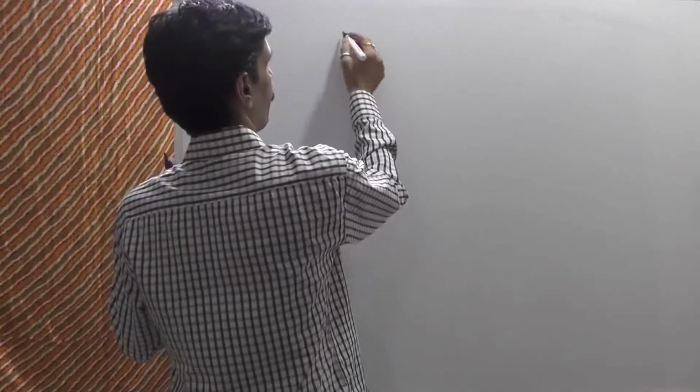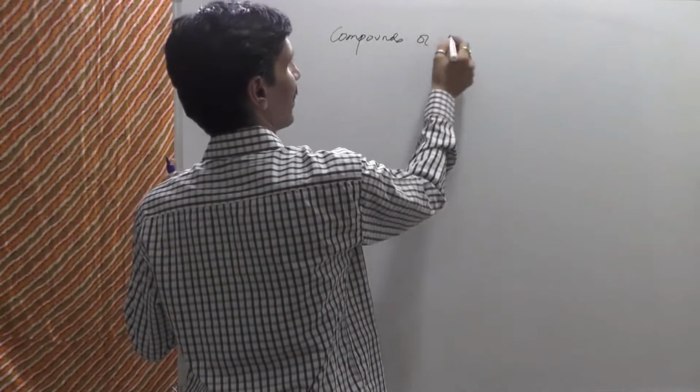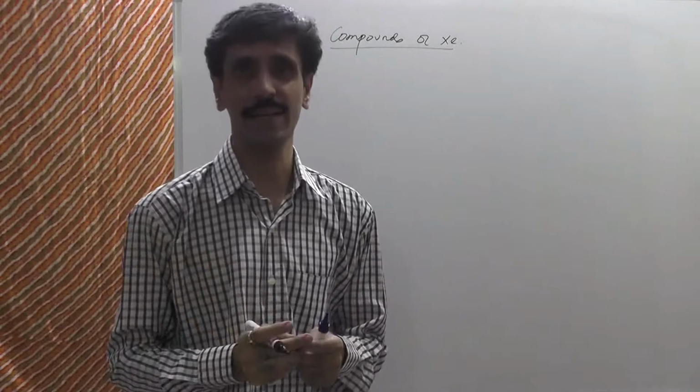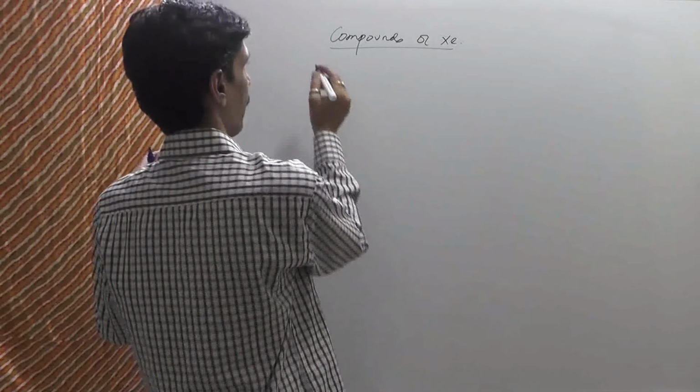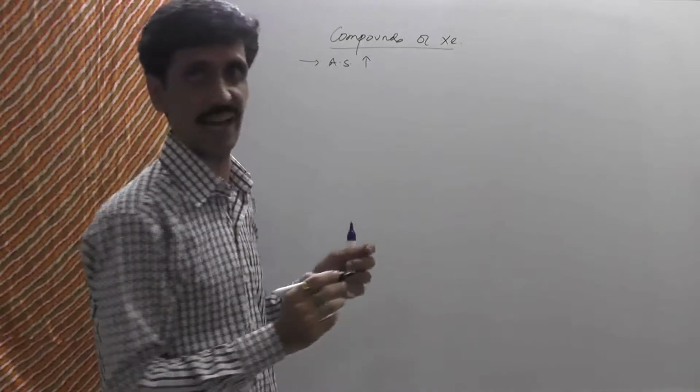So now we start with the new part, and that is about compounds of xenon. We talk about compounds of xenon. Now my dear friends, xenon you feel inert gas hai, toh kaise compound banayega? Kuch reason batana chahunga yahan pe. Number one is, its atomic size is high, large.